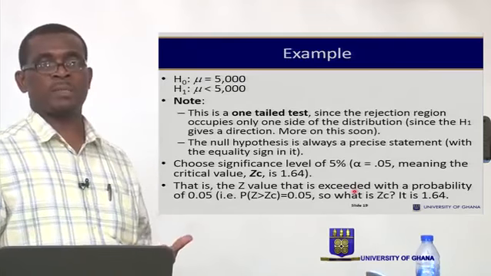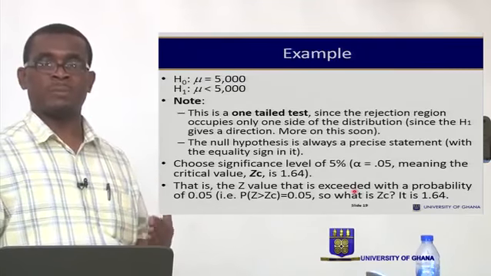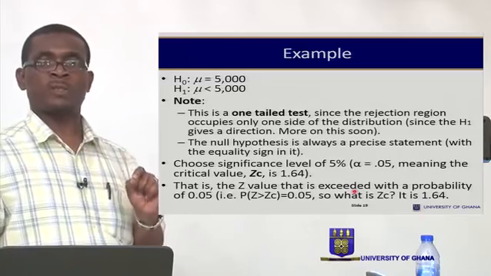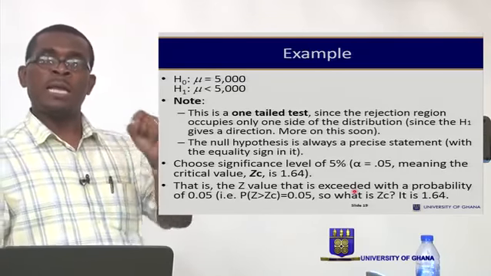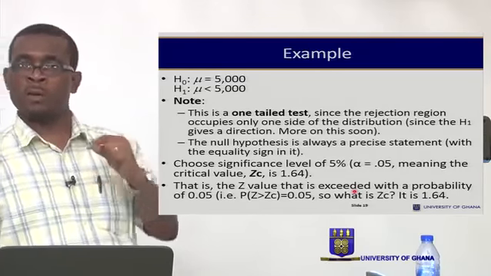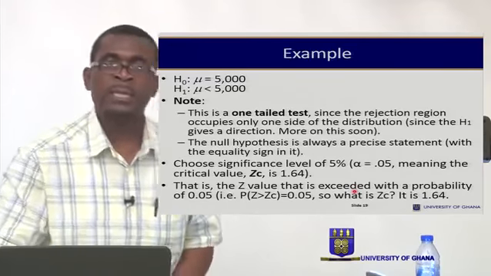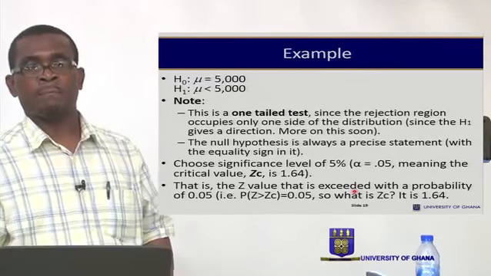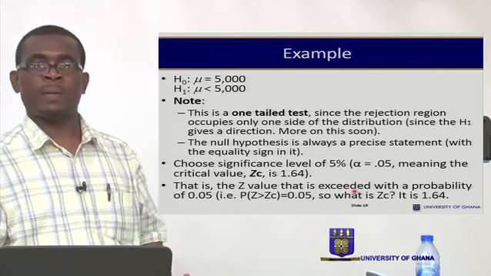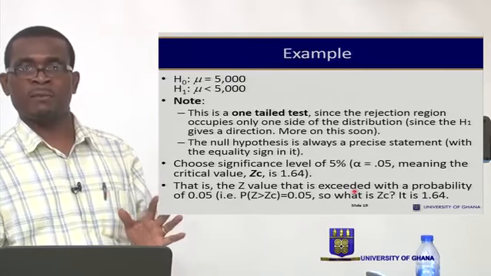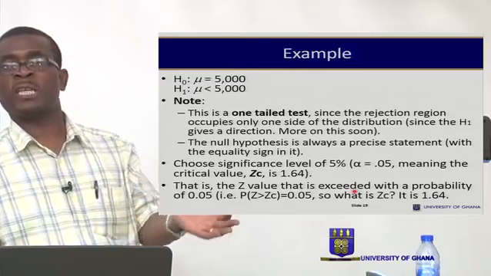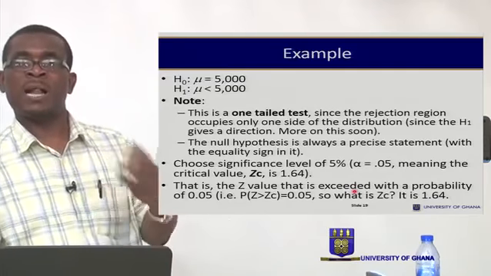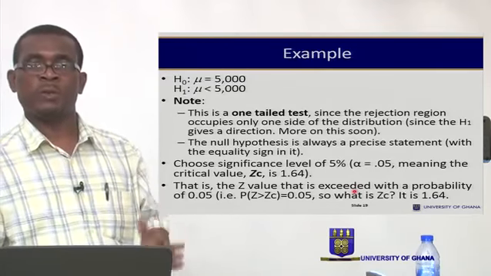The null hypothesis is always a precise statement with the equal sign in it. So it's either equal to, less than or equal to, or greater than or equal to. You would always find the equal sign in it. Once you state your hypothesis, you choose your significance level. Conventionally, let's choose 5%. So our alpha is equal to 0.05.